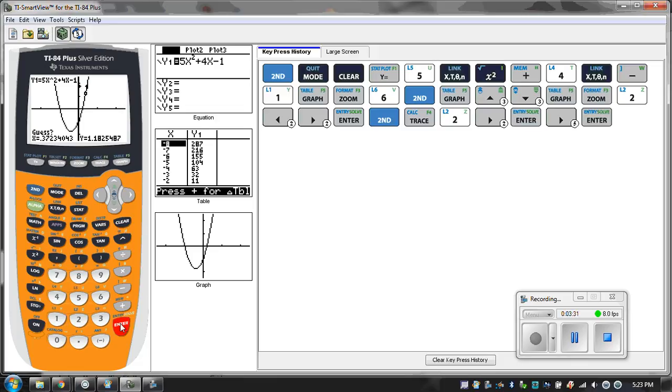Well, it says, do you want to guess? Well, not really. So I just press enter again. And there's my other answer. My answer is 0.2, 0.